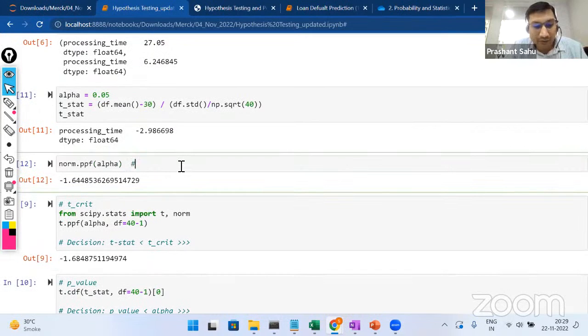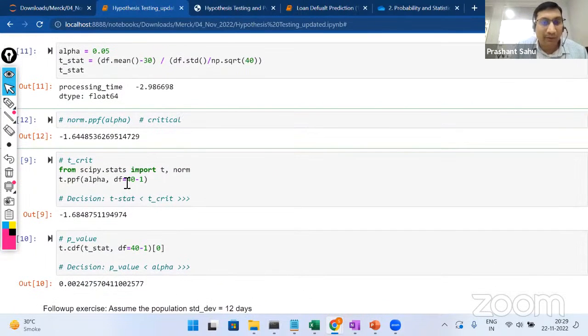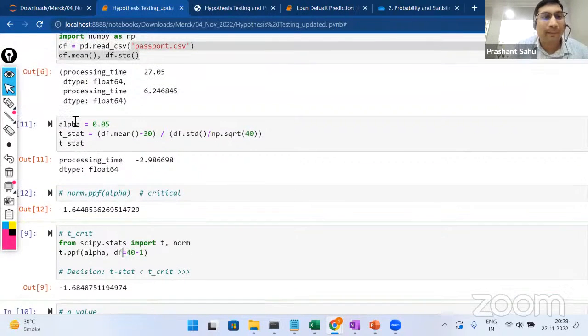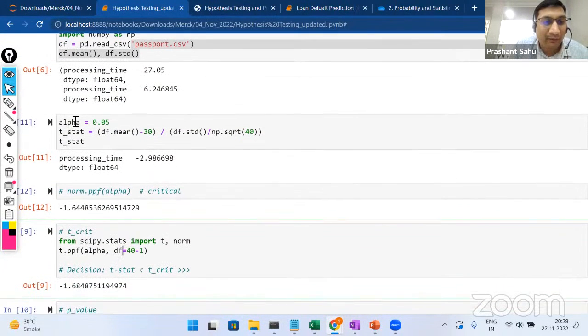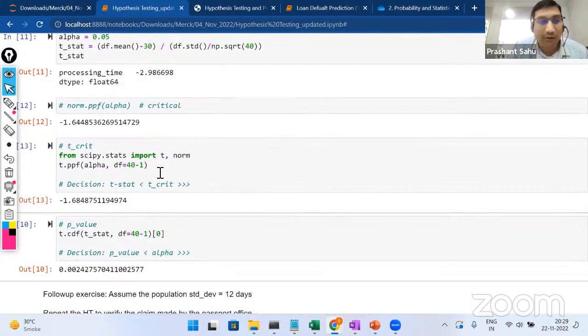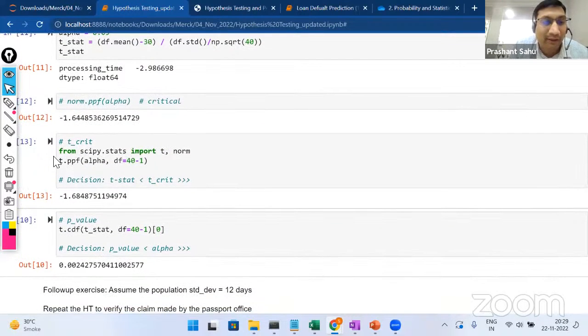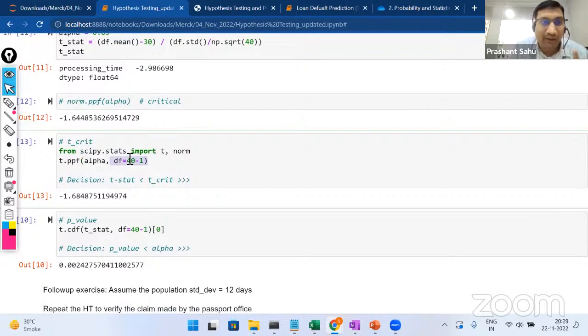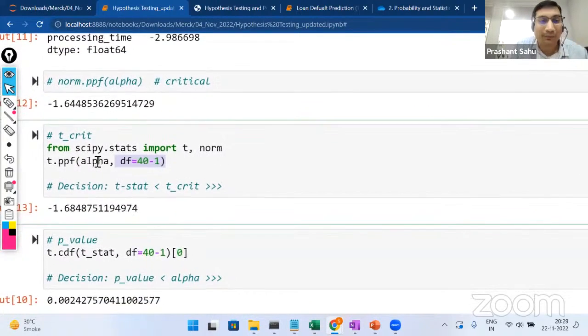So this is my critical value. No, this is not the critical value. This is the critical value. Since you are talking about the t distribution, this is the correct critical value. So degree of freedom is 30 minus 1. The t distribution needs the degree of freedom. So this is alpha, that is your significance level, and 30 minus 1 is your degree of freedom.